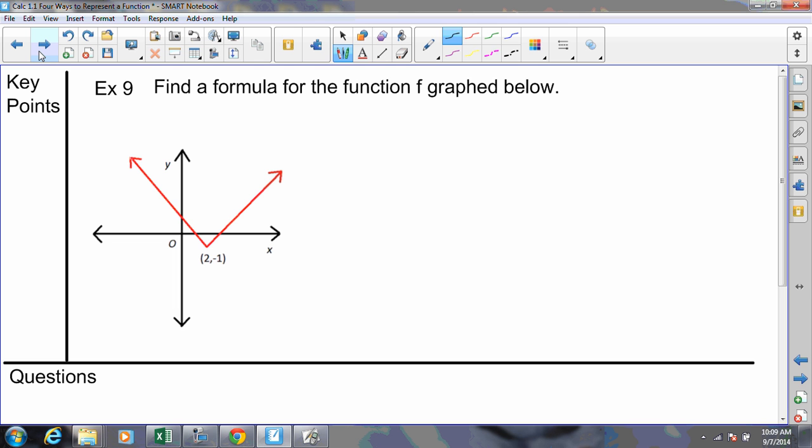Example 9. Create a formula for this function. Well, you notice the sharp corner, the V that we have? This looks like an absolute value function. Instead of being based at the origin, it's been moved over. Well, this problem is basically just saying, how do you do a translation on functions?